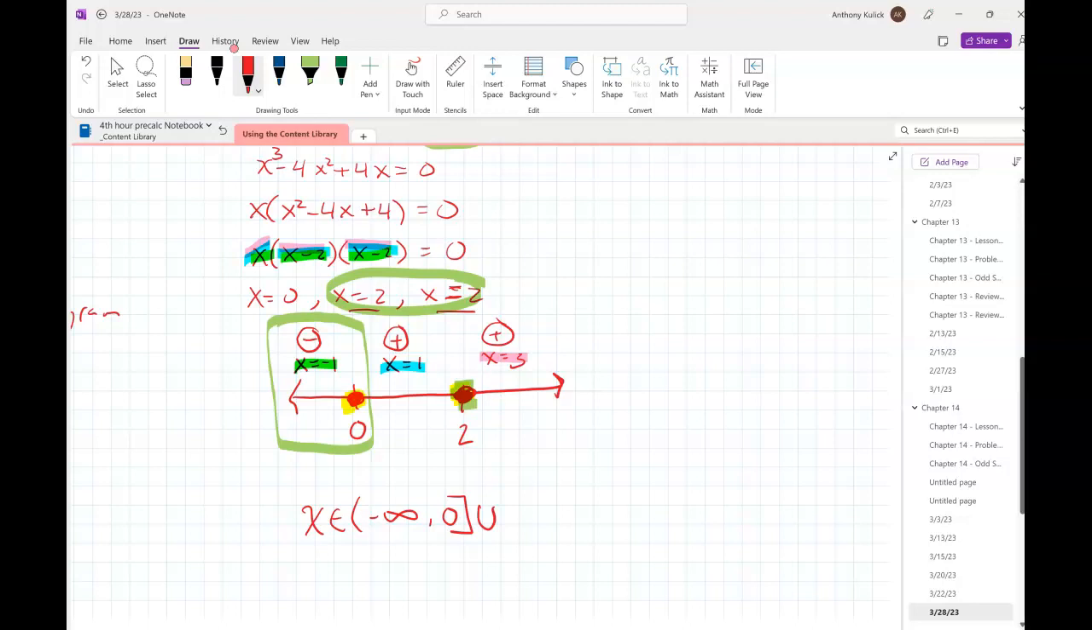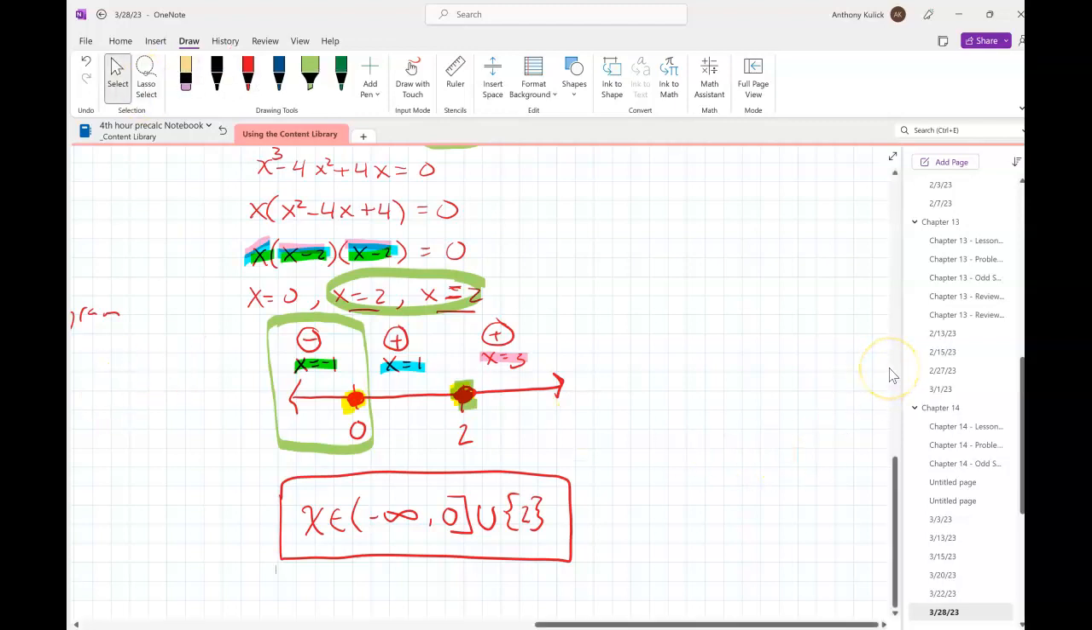And how do I write just the one number 2, though? That's not an interval. That's just a single number, right? How do I do that? We just use the curly bracket and write the number 2. What do you guys think? So far, so good?